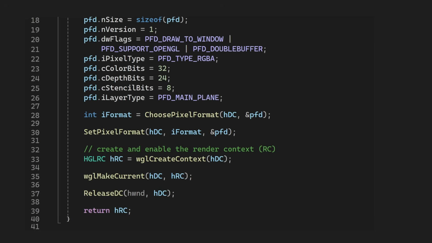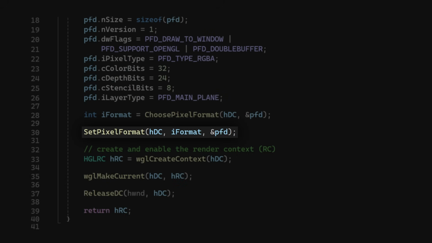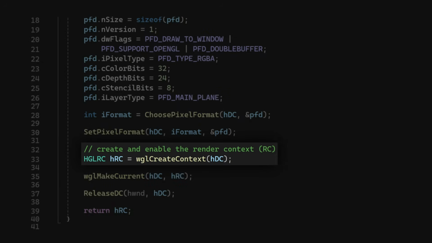I know this is weird, but it's not actually a bad thing. If you ask for a format that's not supported on another PC, it will at least give us a close match. Next, we set this format to the device context. Next, we can create an OpenGL context, and we set it. Finally, we have to call ReleaseDC, and we can return the OpenGL context.